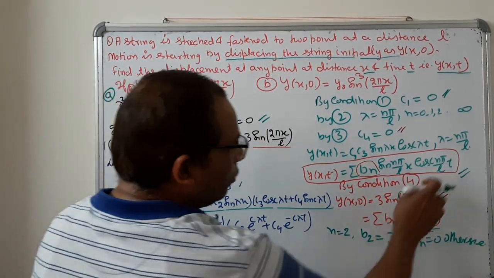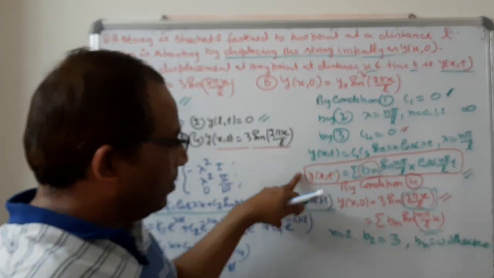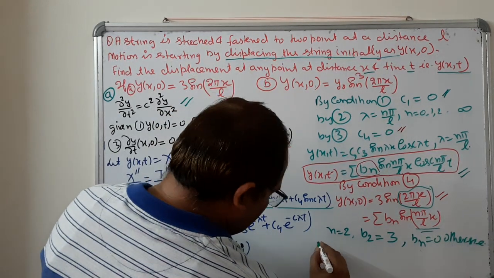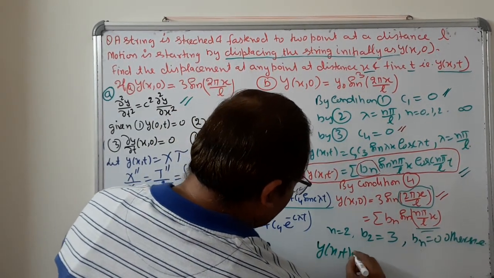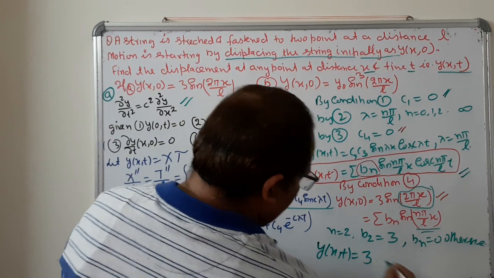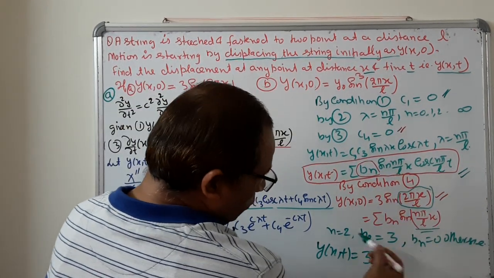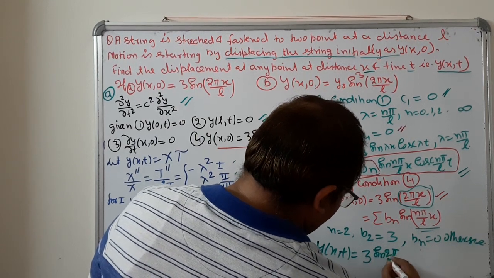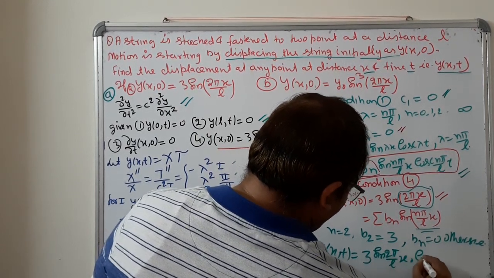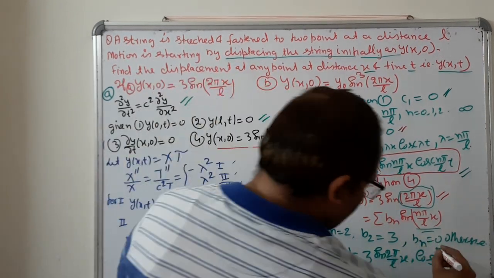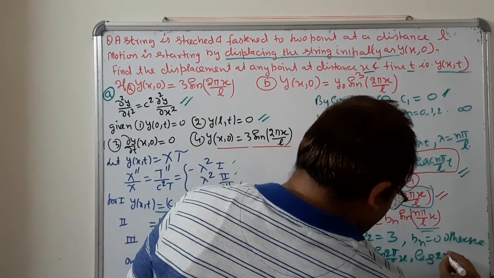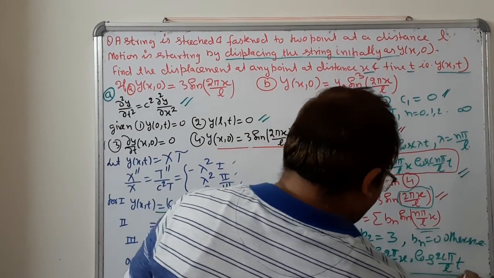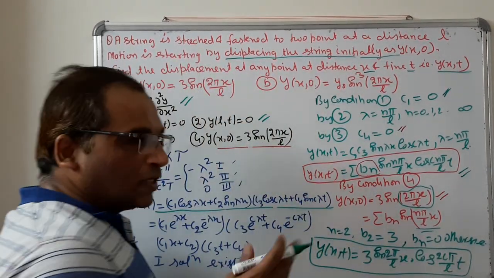So put this value in this solution. Because only one term is there, we just skip this sigma, so we write y of x,t equal to 3, put n equal to 2, so sin of 2 pi x upon L into cosine of 2 c pi t upon L. This is the final answer. And the question is complete, right?